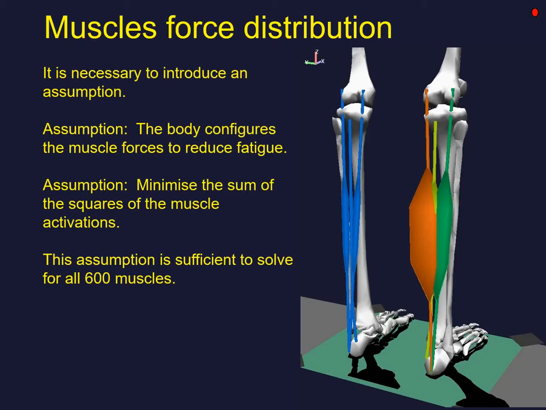By introducing this single assumption, it's now possible to solve for all of the muscle forces within the body, assuming that assumption is correct. Or to put it mathematically, what we are saying is we are minimizing a cost function, the cost of the body moving. A commonly used cost function is the sum of the squares of the muscle activations.